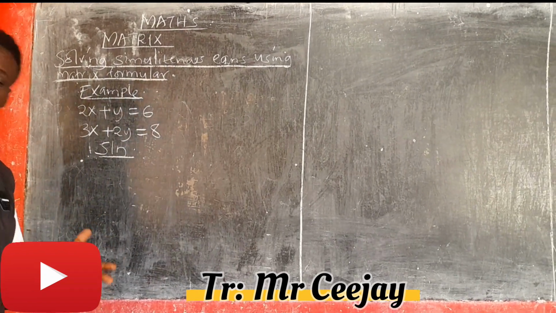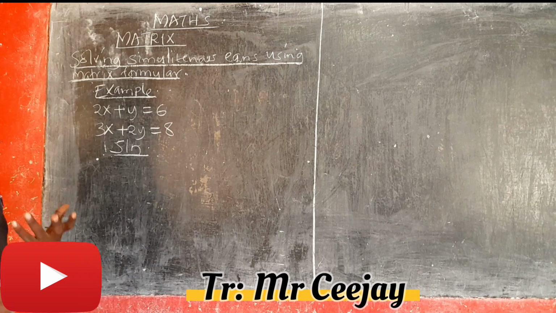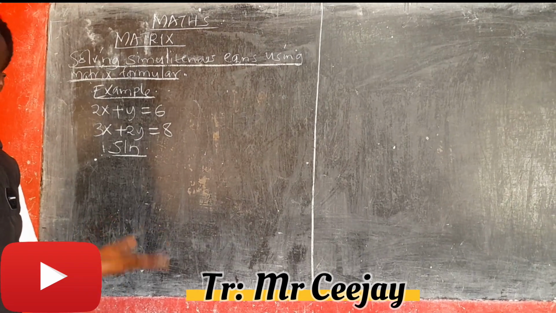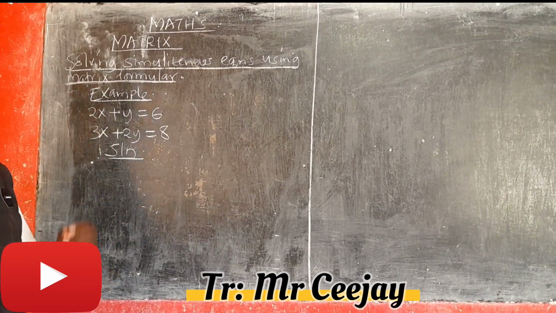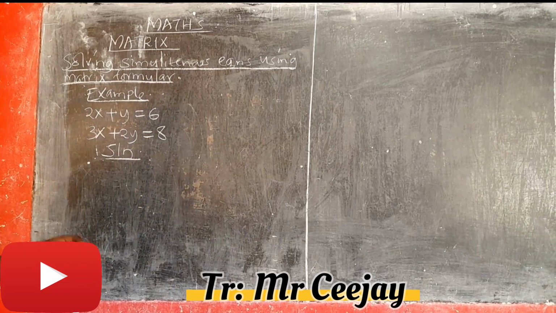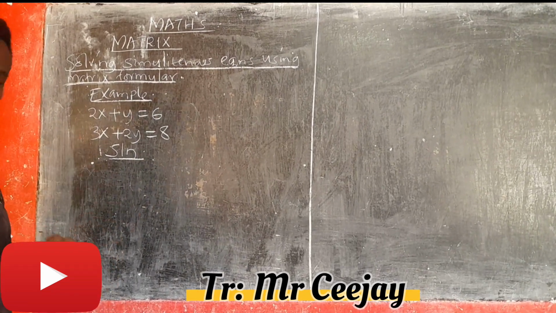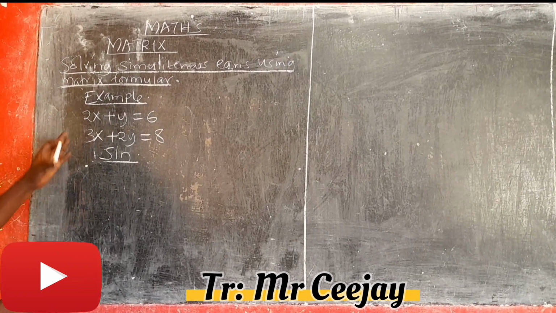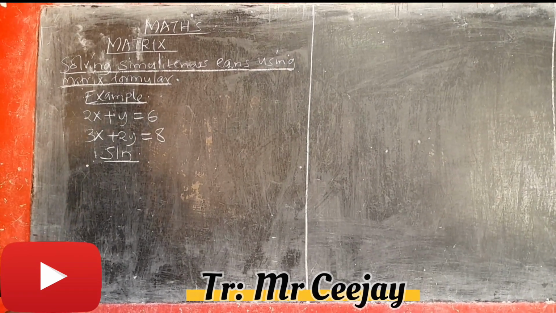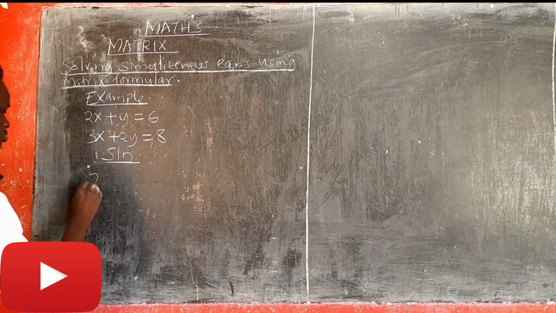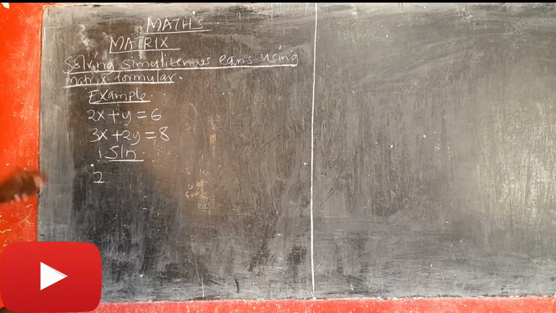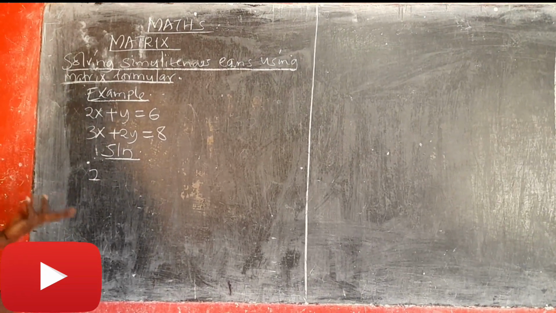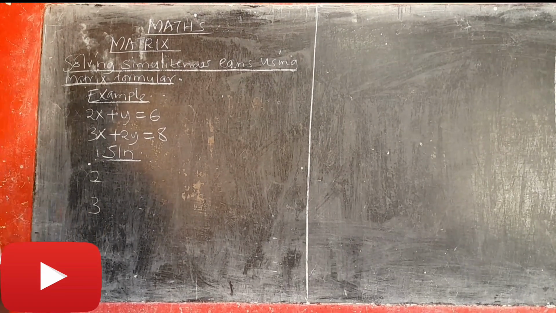So we said the first thing you must do is express the two simultaneous equations in a matrix expression, and this is what we do. We are going to use the coefficients of the unknowns. So the first equation, with the x unknown, the coefficient is what? 2, we put it that way. Then the second equation, the coefficient of x is 3, in that way.